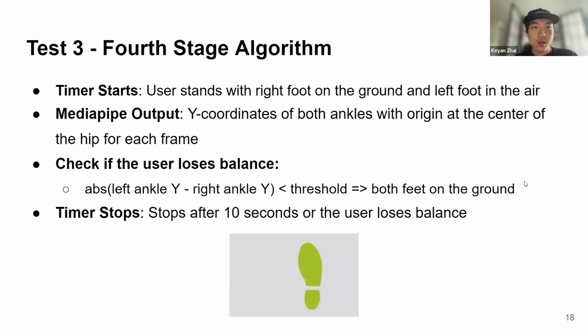For the final stage, our algorithm needs to determine if the user is able to keep the left foot off the ground. This is a tricky challenge because Mediapipe gives us no environmental information. However, Mediapipe can give us the position of the joints with respect to a coordinate system whose origin is located at the center of your hip. When both feet are on the ground, the y distance of the 2 feet from the center of the hip is approximately the same. As a result, if both ankles' y coordinates are approximately equal, then both feet are on the ground and the user fails the test.